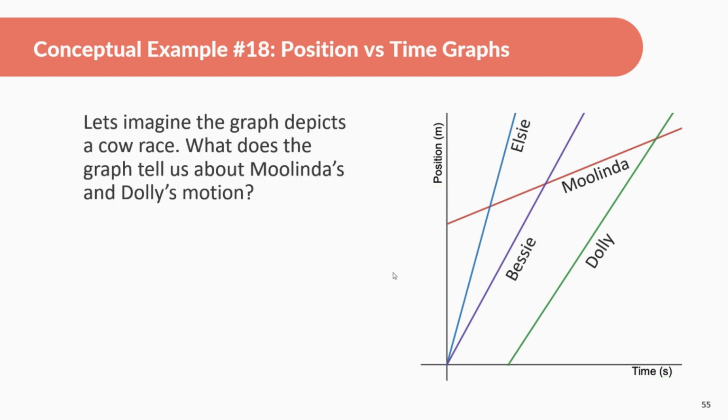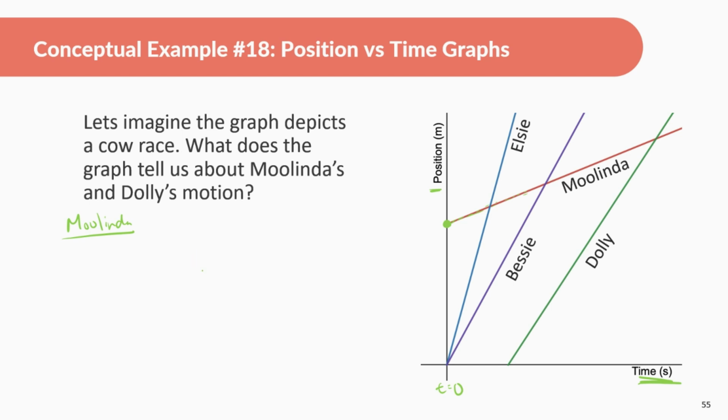Okay. Let's imagine a graph depicts a cow race. What does the graph tell us about Moolinda's and Dolly's motion? Okay, let's start with Moolinda here. So something that's a little bit weird with Moolinda is over here. What exactly does that mean? So let's think of it from the time perspective and the position perspective. Let's think about, okay, when does Moolinda start moving? We can see that right from the beginning, we're going to call this time equals 0, Moolinda is moving. Okay, so nothing really moving slow, but moving from time equals 0.